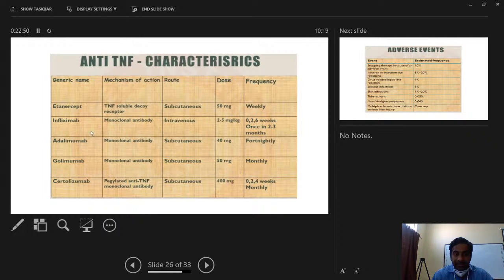Anti-TNFs: etanercept, infliximab, adalimumab, golimumab, and certolizumab. This is a PEGylated anti-TNF monoclonal, a recent one. This is more commonly used.